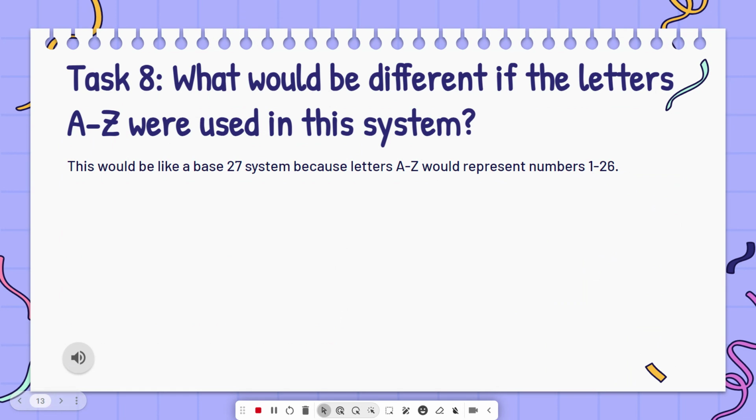And our final task is to describe how it'd be different if we used all letters A through Z of the alphabet in our system. It would be similar to that of a base 27 system because letters A to Z represent 1 to 26 units. Then after we hit Z, we go to the next place value over, starting with A again. That's why it'd be similar to a base 27 system.